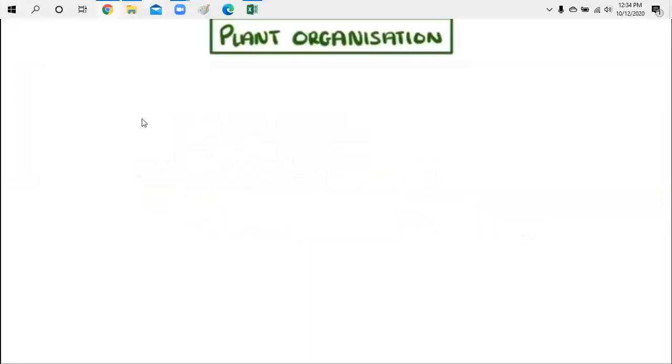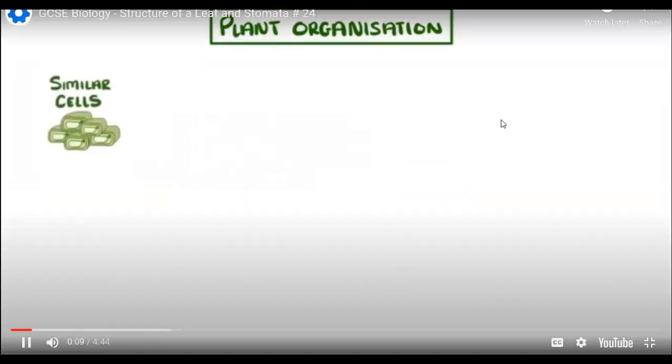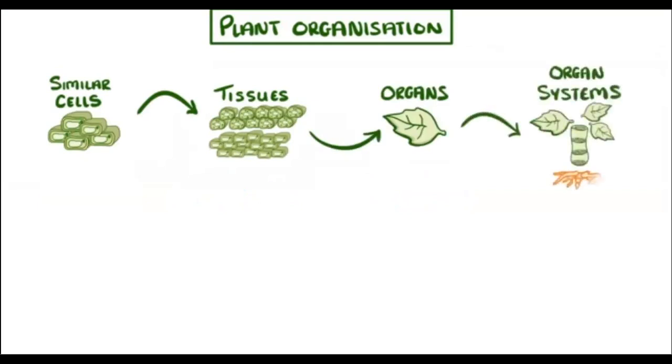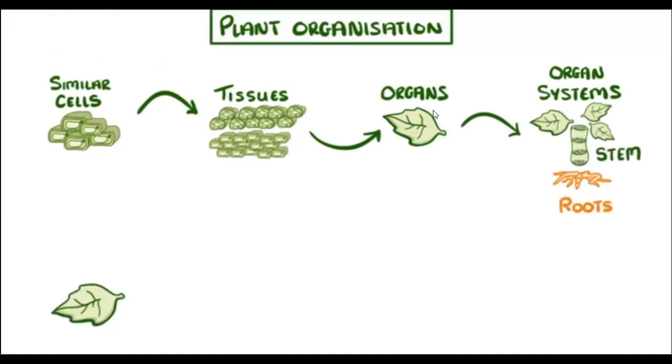Just like in animals, plants have different levels of organization, with lots of similar cells combining to form tissues, different types of tissues combining to form organs, and then multiple organs combining to form organ systems. To see how these fit together, we're going to take a look at the structure of a leaf, which itself is an organ. And along with the stem and roots, it forms an organ system whose function is to transport substances around the plant.